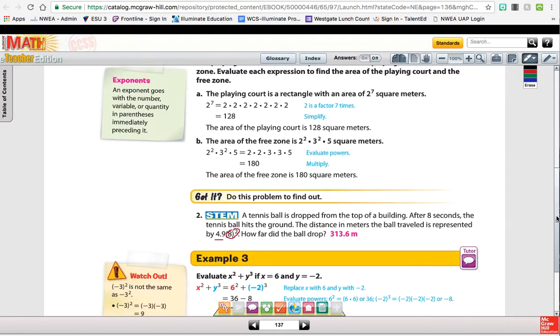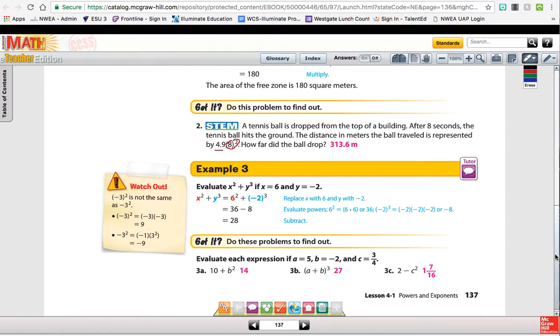In example 3, we are doing some more evaluation of algebraic expressions involving exponents. When you're given the value of the variable, you can substitute it in and then evaluate the expression. Hit pause now as you work out the 3A, 3B, and 3C Got It problems on the bottom of page 37. Work these out on your notebook sheet and then press play to check your answers.